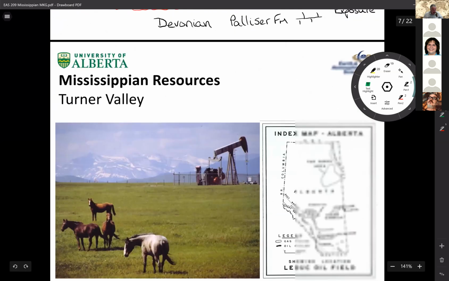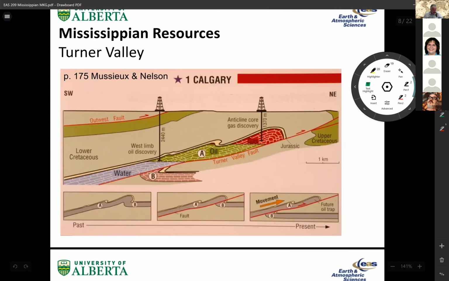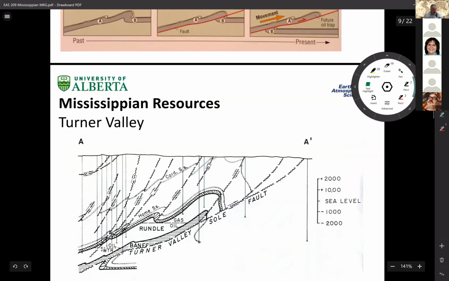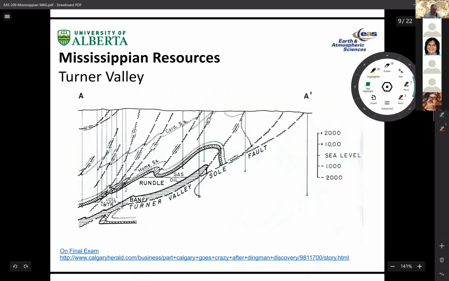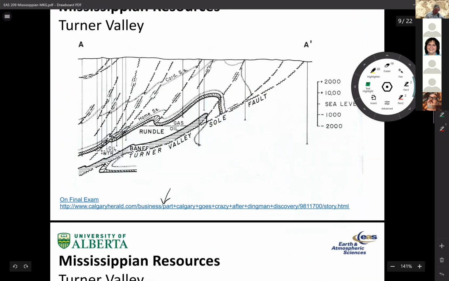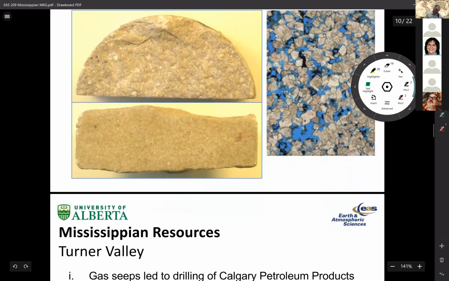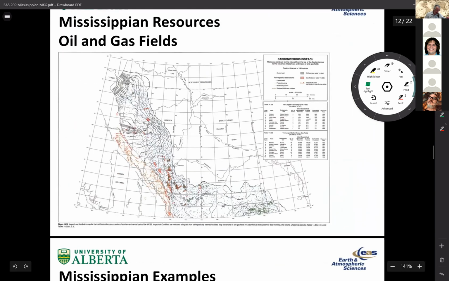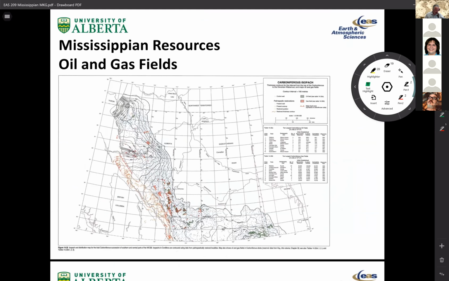We already talked about the resources and this real cross-section from the Turner Valley play from a 1953 publication from the CSPG that I put on your e-class folder for you. On the final exam, I'll remind you that I want you to review this article. That's what's in the Calgary Herald, some rock types, a history.